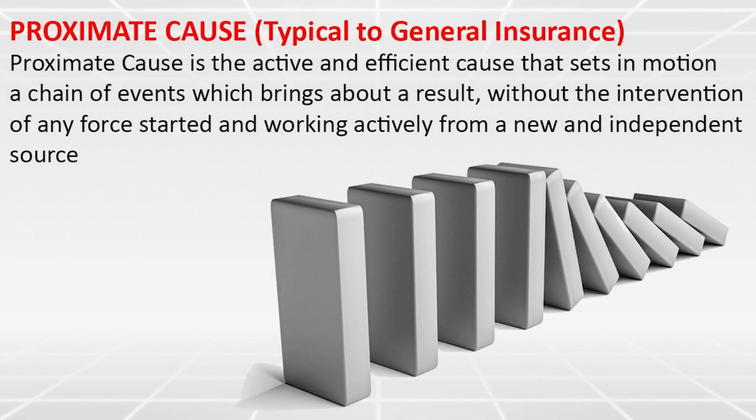The second important principle of insurance is proximate cause. This is typical to general insurance, right? And proximate cause is defined as the active and efficient cause that sets in motion a chain of events which brings about a result without the intervention of any force started and working actively from a new and independent source. This is a little confusing.